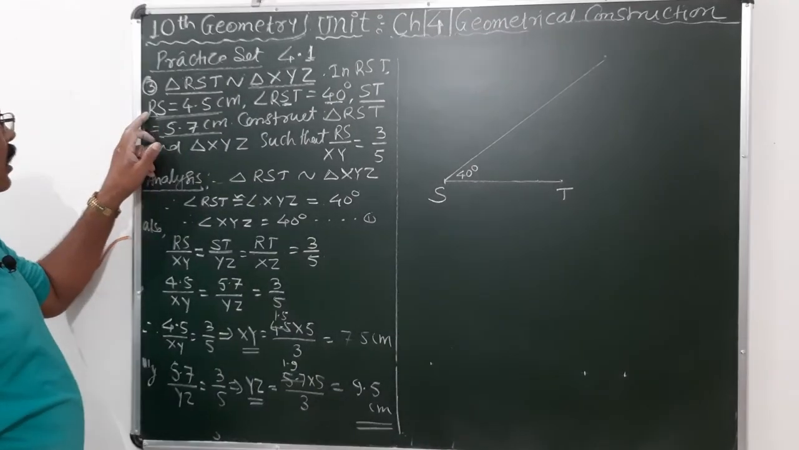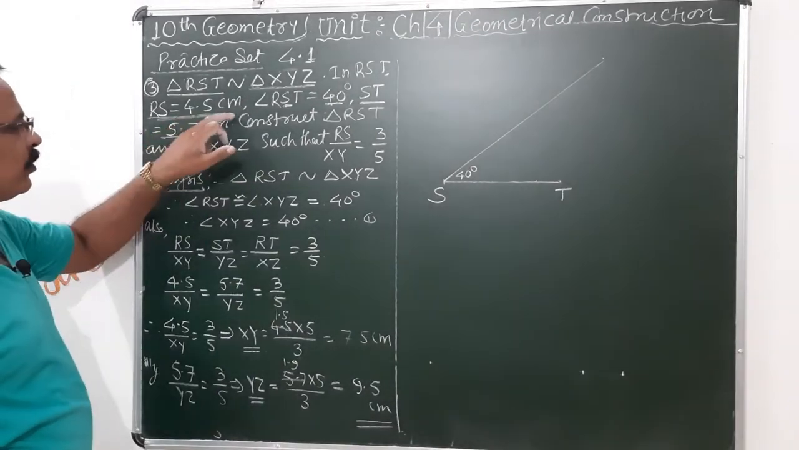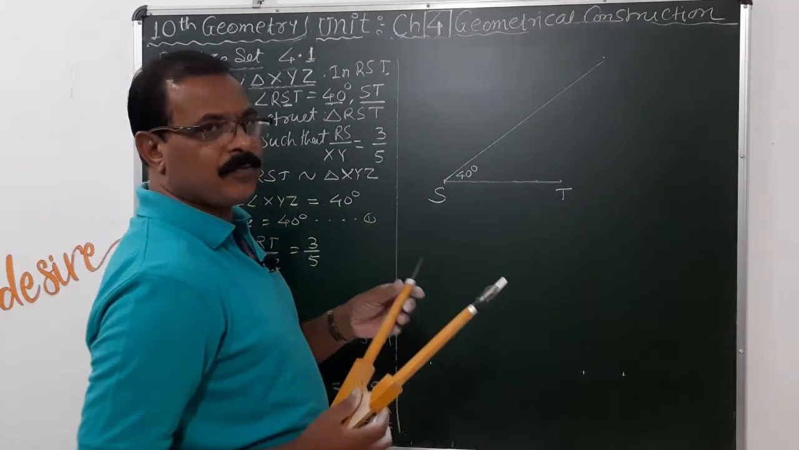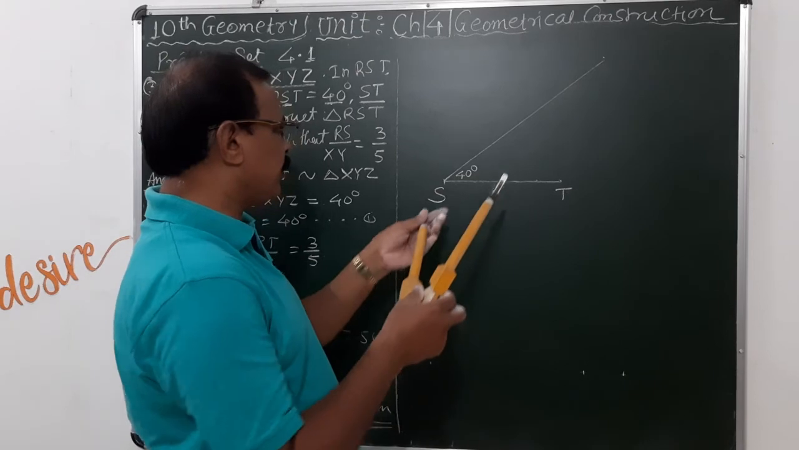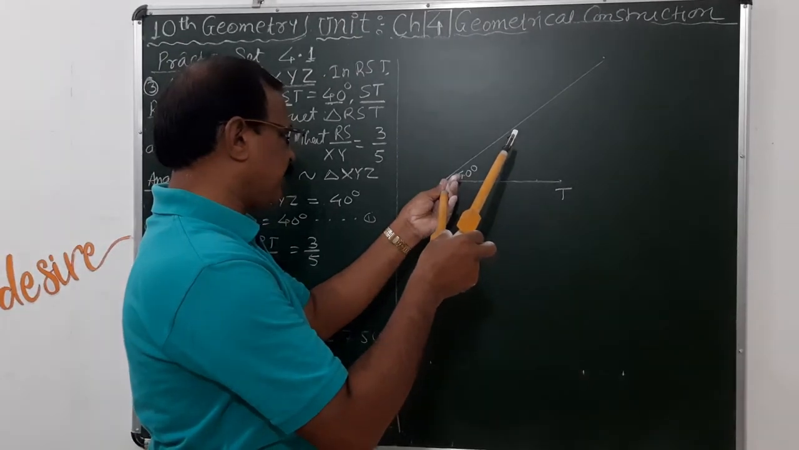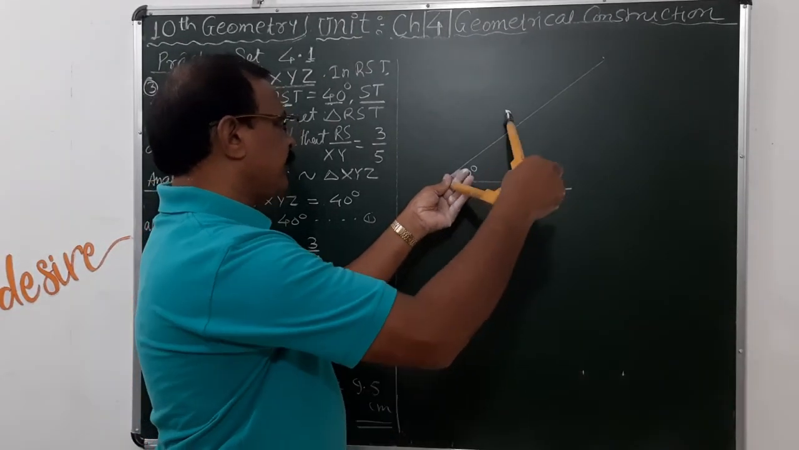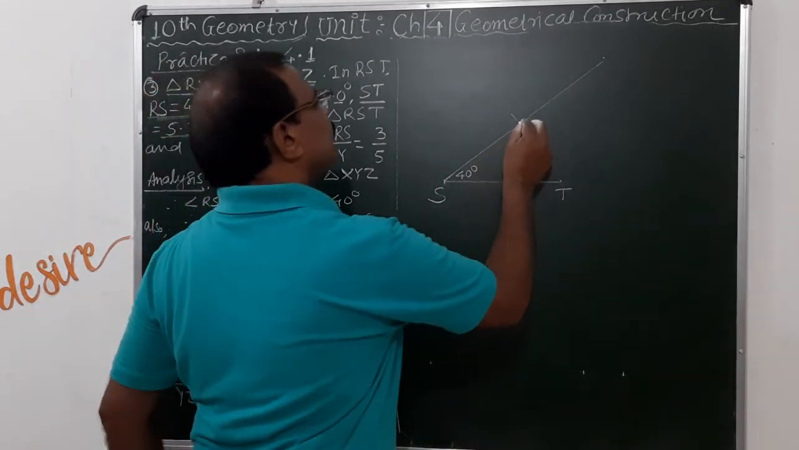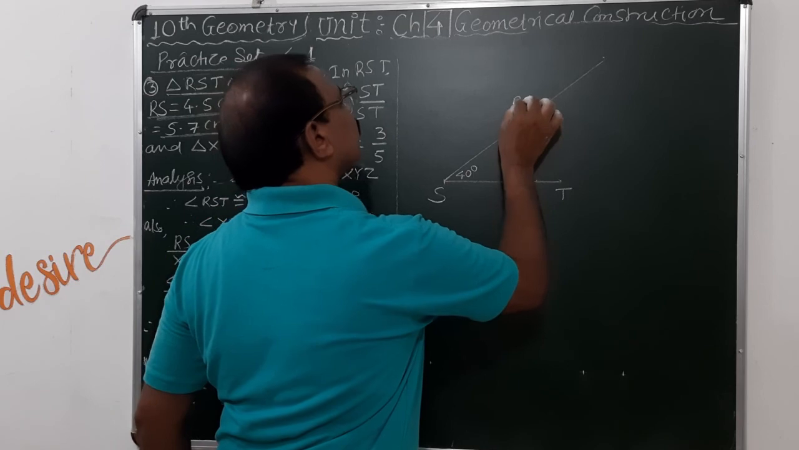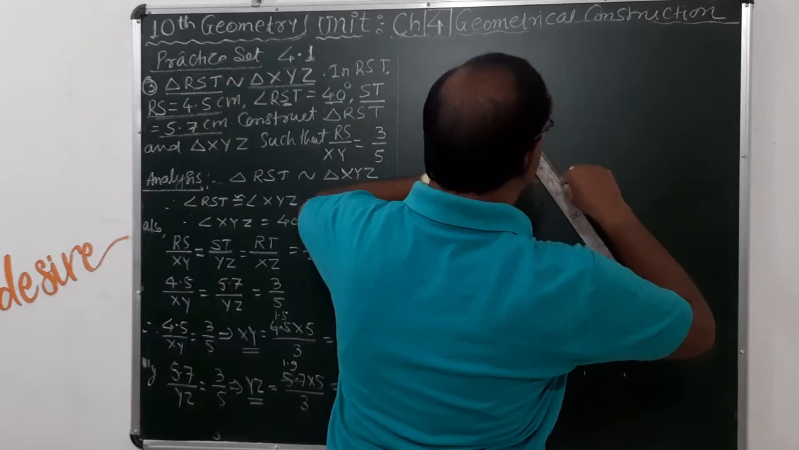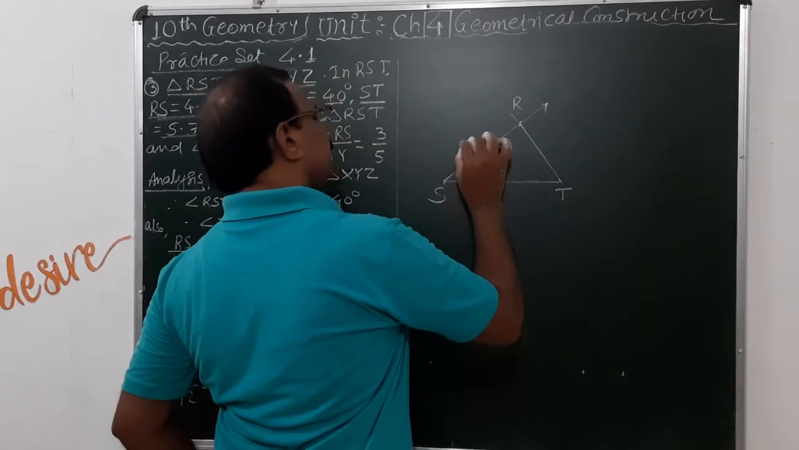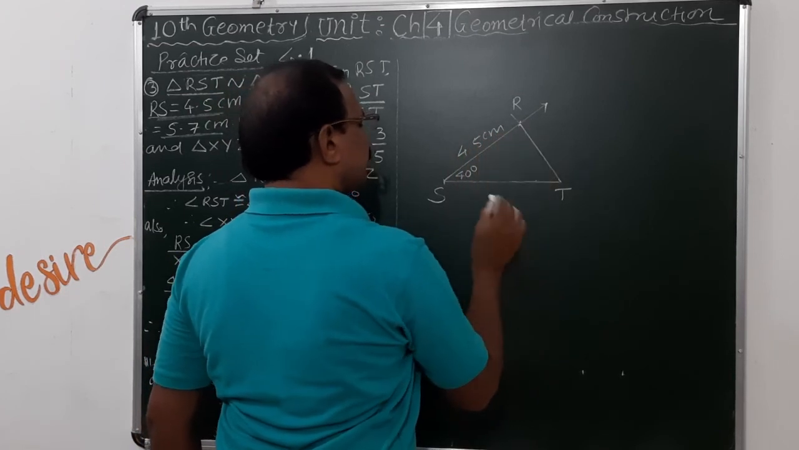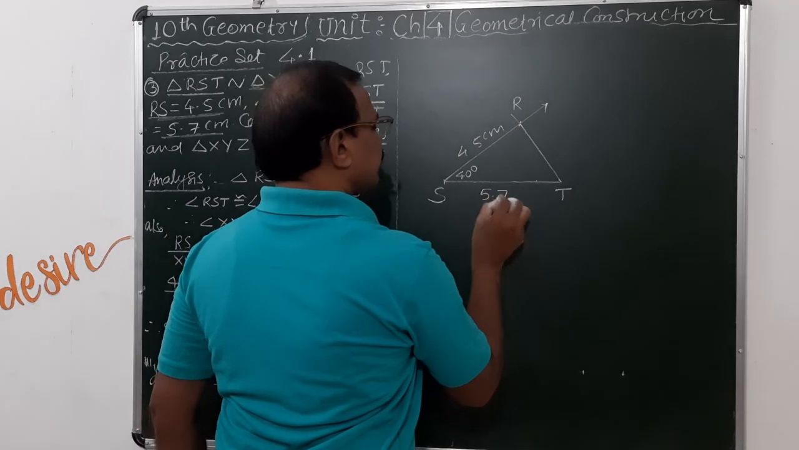Now we have to take R to S distance equal to 4.5 centimeter. I take a distance of 4.5 centimeter in my compass and put a point here. This is nothing but RT here. So this is 4.5 centimeter. So this is 5.7 centimeter distance.